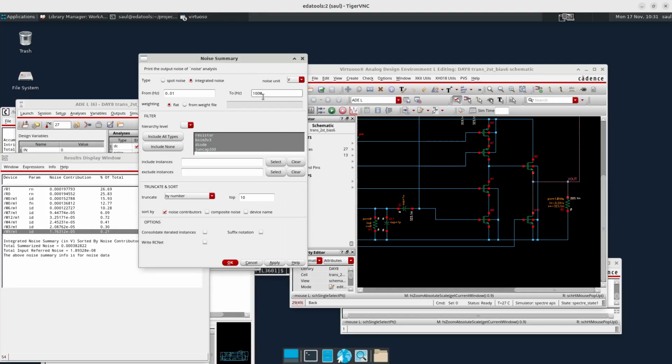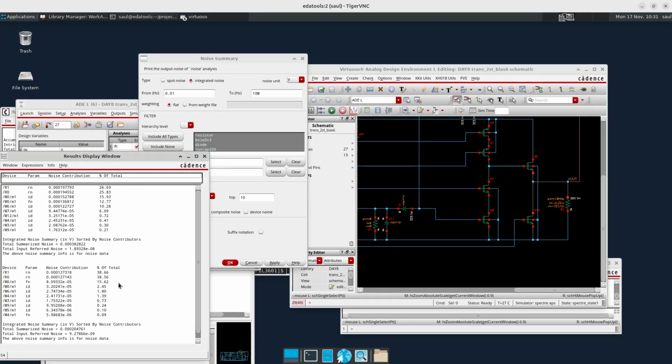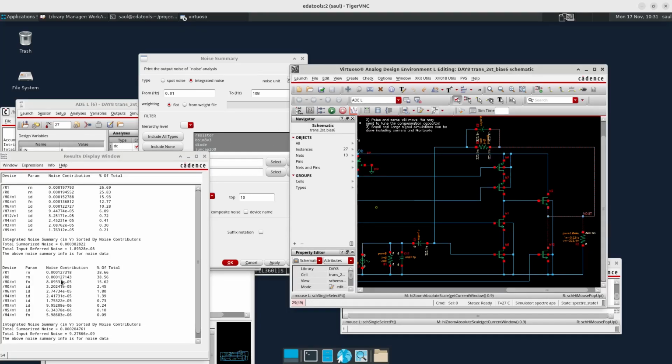So just to show the effect of the high frequency noise, let's reduce the bandwidth, and then let's hit it again. Then we can see here that the noise contribution for a bandwidth of just 10 megahertz has reduced from 0.4 millivolts RMS to 0.2 millivolts RMS. And the noise contribution of the cascodes has reduced a lot also.